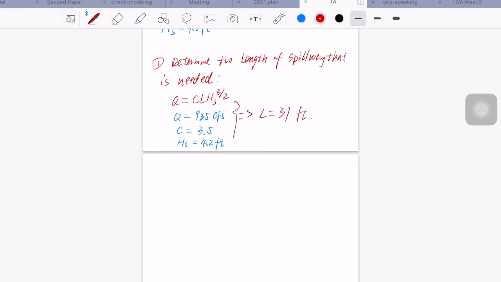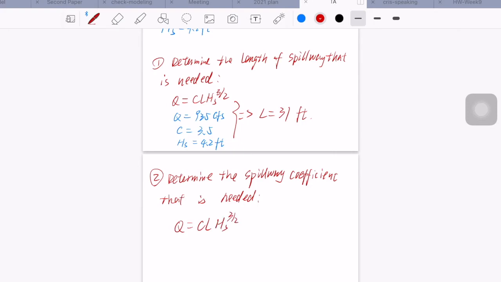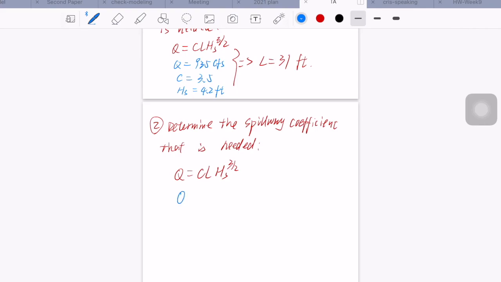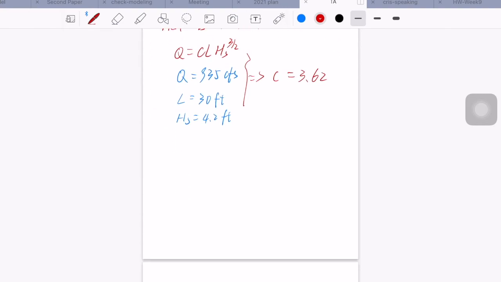And the other method is to determine the spillway coefficient that is needed. Again, Q equals C times L times HS to the power of 3 over 2. And the design flood flow rate Q equals 935 cubic feet per second, and the original length of the spillway equals 30 feet, and HS equals 4.2 feet. So now we can determine the spillway coefficient C should be equal to 3.62. So we can get a conclusion.